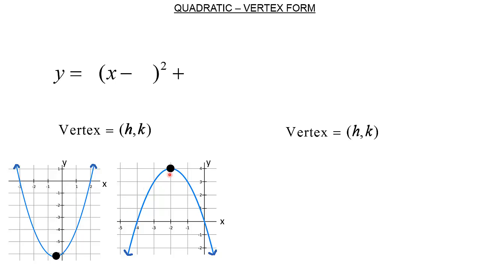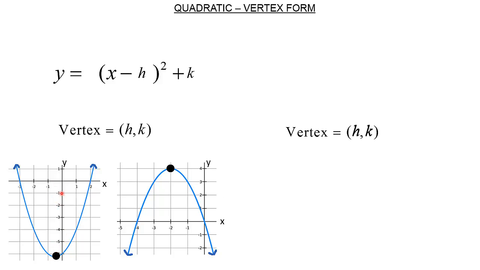Now, vertex form is an equation. It's going to start with y equals, and then we have a quantity squared. But in this quantity, we're subtracting h, and h is the x value of our vertex down here. And then after we square this quantity, we're going to be adding in our k value that goes in at the end. k represents the y coordinate of our vertex point.